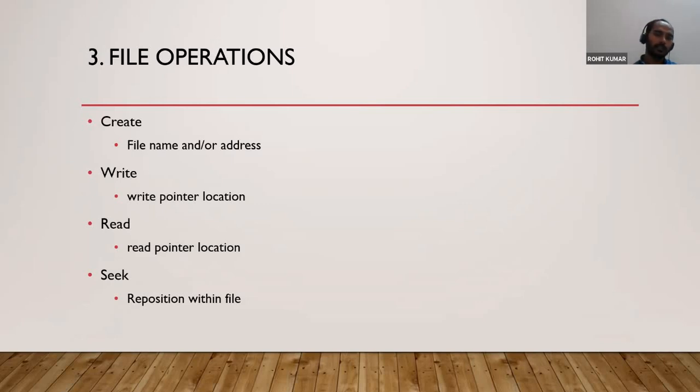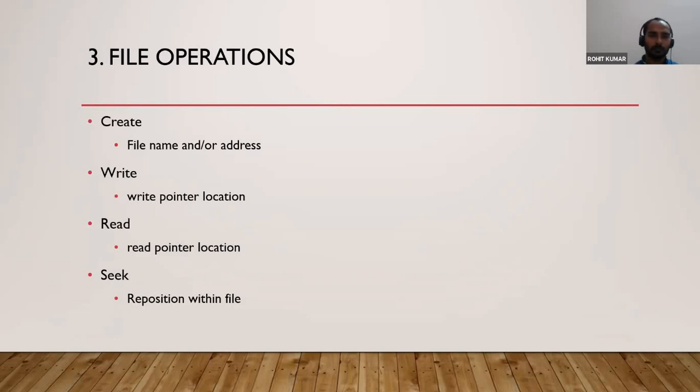So in this way, the creation of a file depends on the underlying mechanism, as well as on the underlying interface that you are using to create that particular file. Now, the file name and the address are very common things that you are supposed to have.